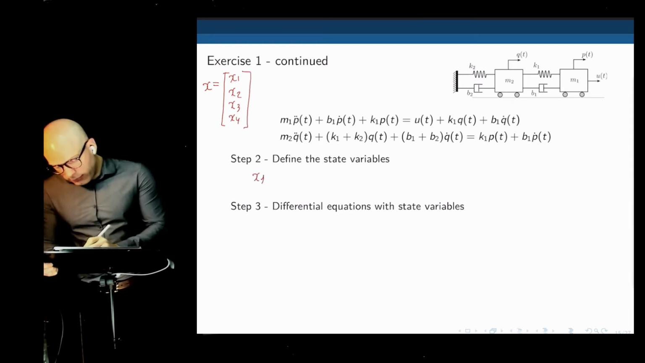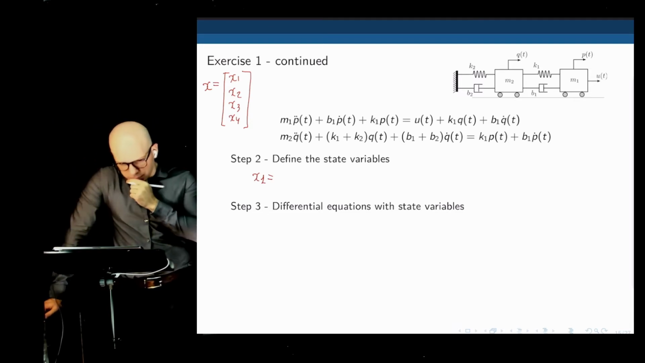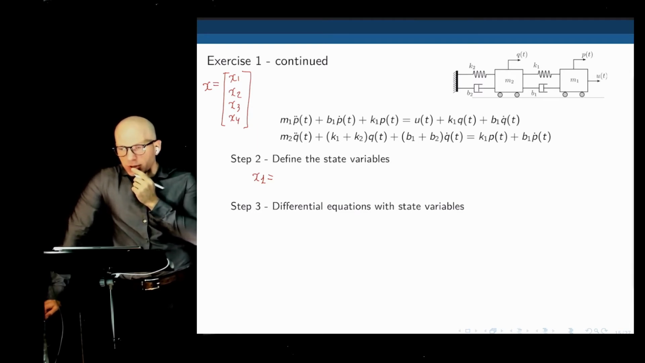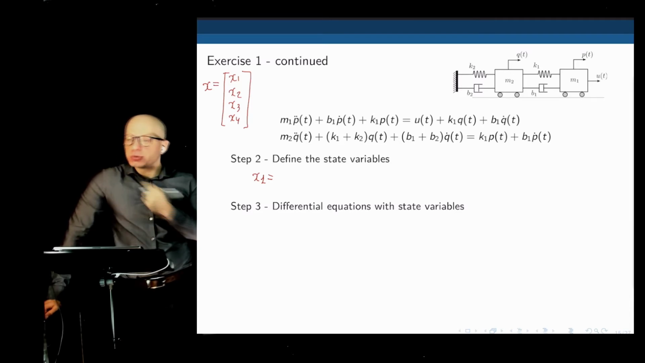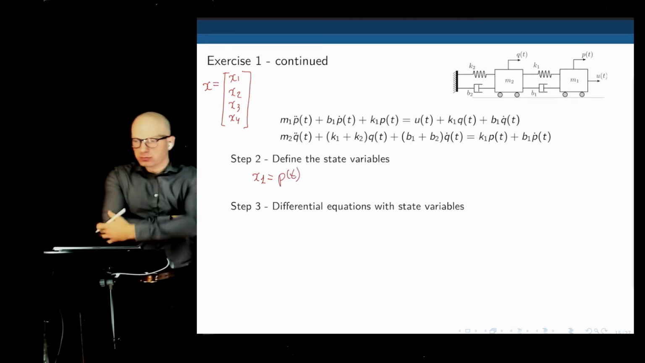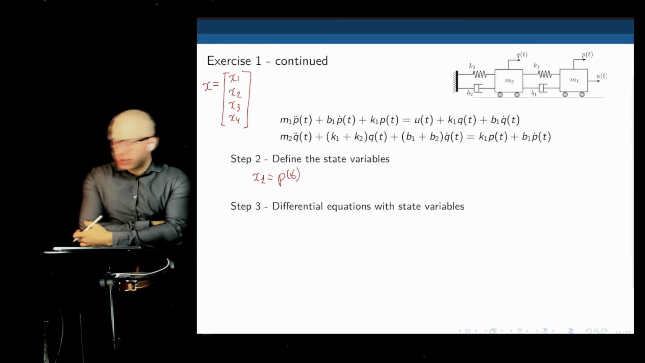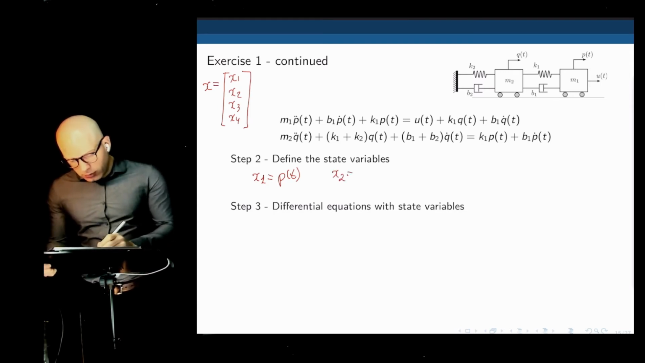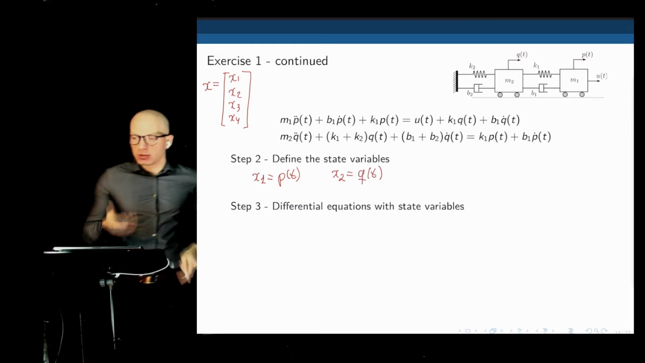x1, the first state, let's define the first state for mass m1. What would that be? What could that be? Elements that store energy. What can store energy in this system for mass m1? The spring and the damper. The damper dissipates energy. It cannot store energy, but the spring does store energy, and it stores energy depending on the position of the mass. So we can define x1 as p of t, that is the position of mass m1. And in the same way, we can define x2 as q of t, which is the position of mass m2, because that will also influence how much energy is stored in the spring.